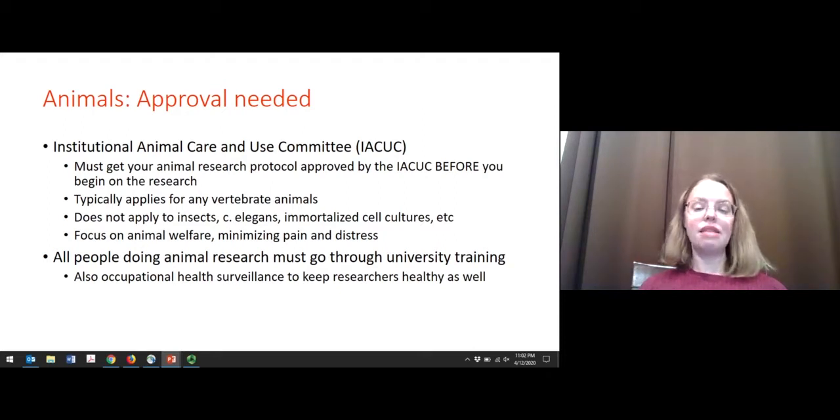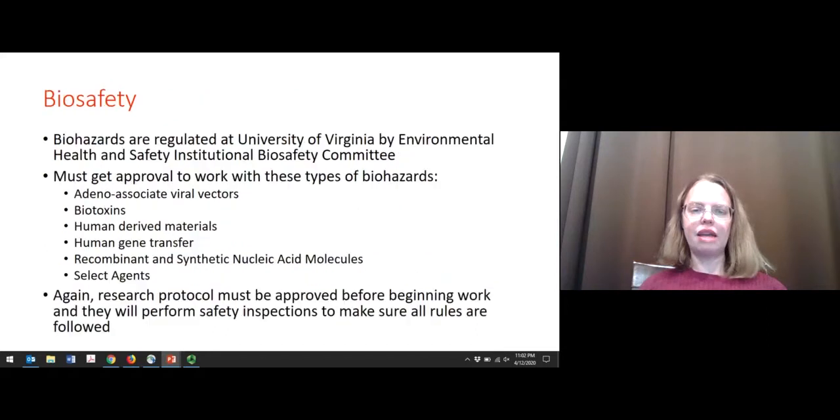And similar to the humans, if you're doing animal research, then you must go through university training and occupational health surveillance as well, to keep the researchers healthy. So again, people can have allergies or sometimes even get diseases from animals. So they have an occupational health program to make sure that you're okay. So that's animals. The next thing that's regulated that you need to know about is biosafety.